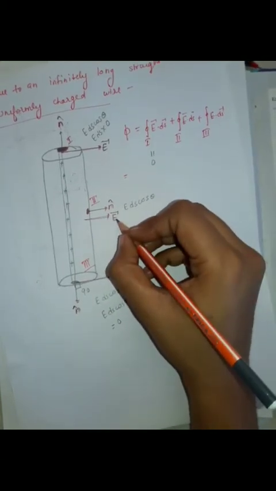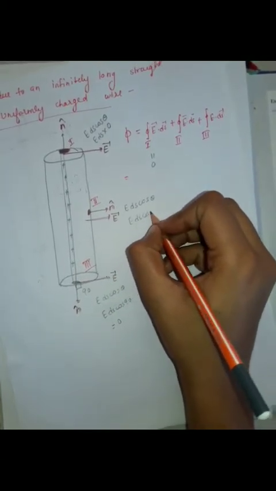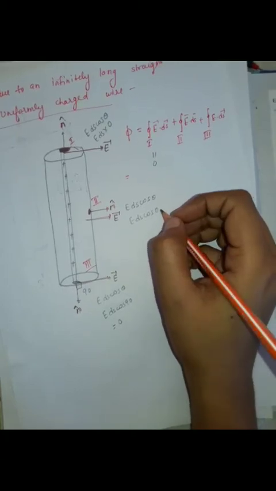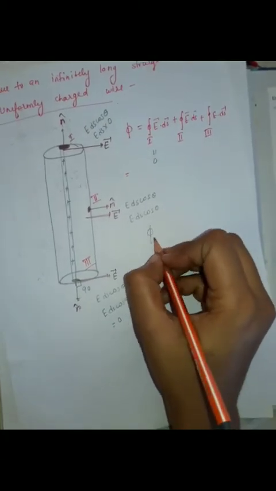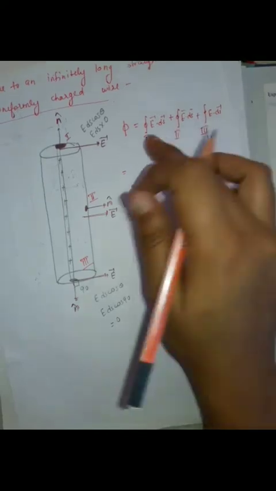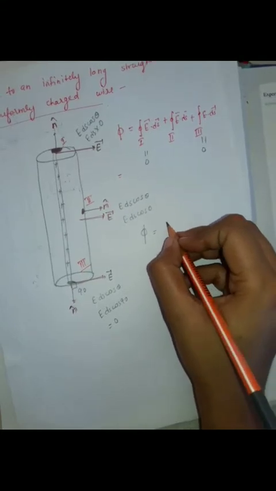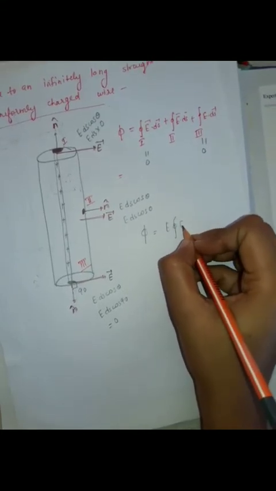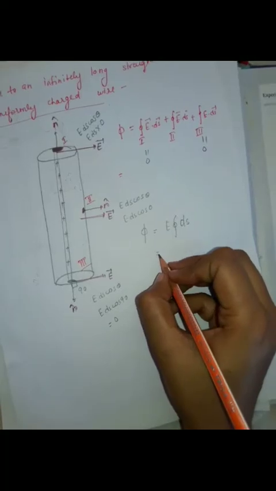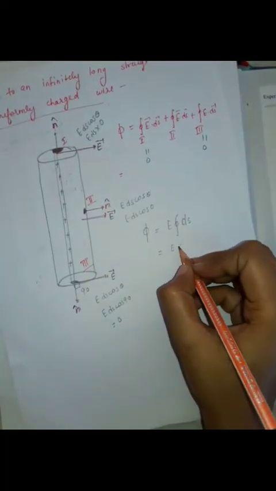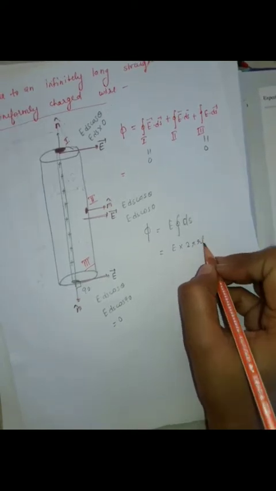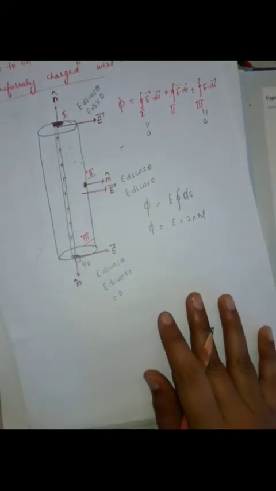Okay, what's the angle between them? 0. So E ds cos 0, and cos 0 is equal to 1. So the flux phi will be E times the area element. Now the form will become E integration ds. Now what's the surface area for this? E multiplied by 2 pi r l, which is phi.